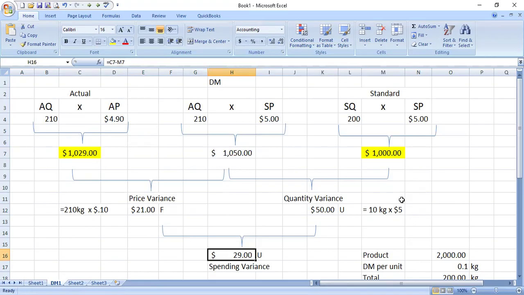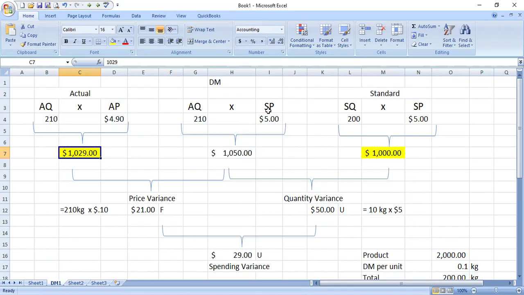Without this variable analysis that we're doing here, we're never going to be able to tell why you're spending $29 more. And you're going to start guessing: did the quantity go up? Am I using more material, or did the price go down? I don't know. Why? Because I don't have the information. I don't know my standards. I don't know my actual. I don't have any variances. So for that reason, we need that variance.